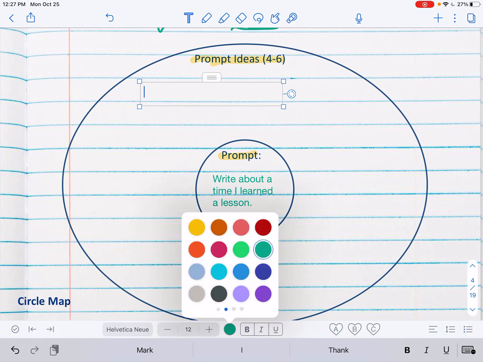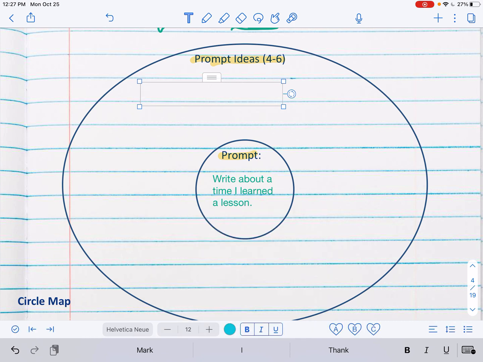Let me change colors here. Okay, so I'm thinking back to my own life, and I need to think of at least 4 times where I learned a lesson. So I can talk about when I learned that it was okay to be different than others. This happened in middle school, so I can write about a story from middle school.